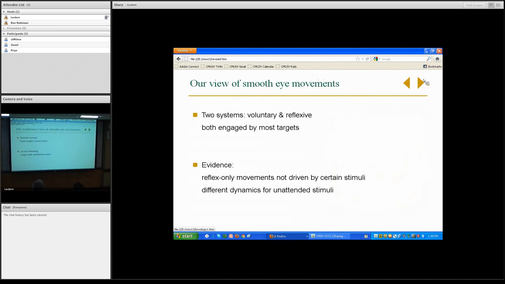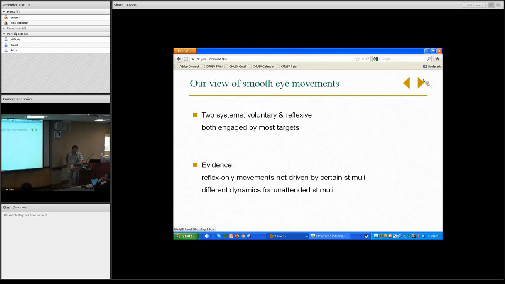So I'm going to go ahead and give the punchline of this talk first. And so then if we get lost in some of the technicalities, you don't have to feel bad about missing it. Basically, I'm going to be talking mostly about smooth eye movements. So I'm not talking about saccades or fixation, but when the eye smoothly follows a moving target.